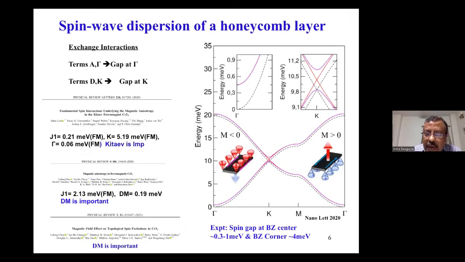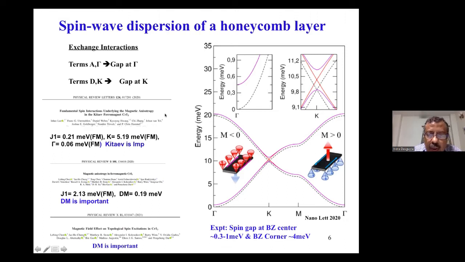Why are we excited about it? This is a cartoon of the spin wave dispersion for a honeycomb layer. Only in the presence of Heisenberg interaction, we have six Dirac cones. But if there are terms like the Dzyaloshinskii-Moriya interaction or the ferromagnetic Kitaev interaction, then a gap opens up at the K point, which has been seen in neutron scattering. And if we have the single ion anisotropy and the gamma term, then the gap opens up at the gamma point, that is the Brillouin zone center.